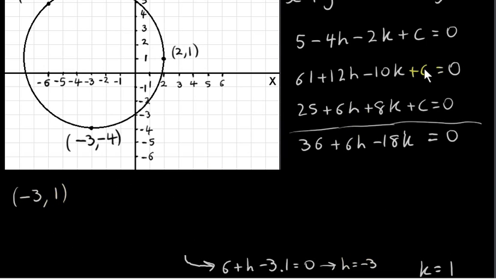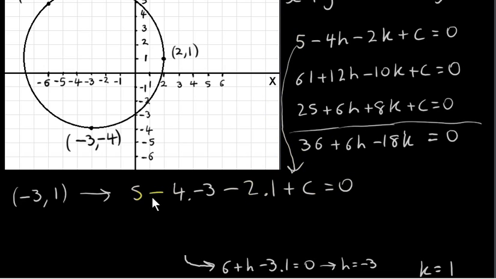The next thing that we want is c. So we can go back to the 3 original equations and 3 unknowns and plug h and k into one of them. Let's see now, the top one looks easier. So if I plug -3 in for h, and plug 1 in for k, and solve for c. So I'm just using the top equation. So what do we get here? 5 plus 12 is 17. 17 minus 2 is 15. So we get 15 + c = 0, or c = -15.